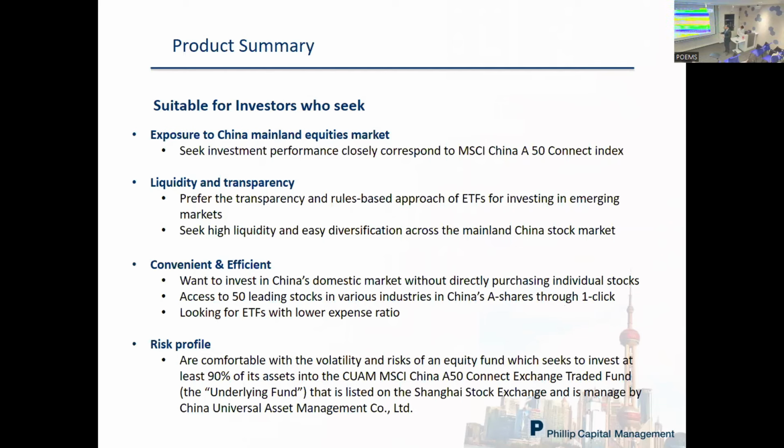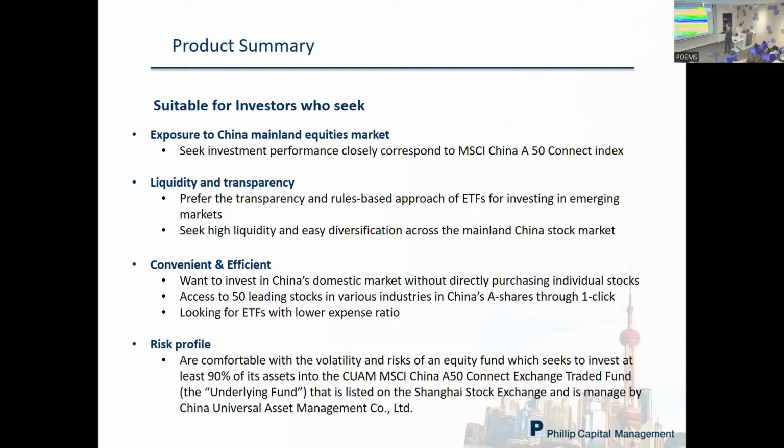Who is it suitable for? For those who want exposure to China's A shares market. I think it is probably still quite inconvenient for investors to buy into China's A shares now, right? So this, first of all, gives you a transparent and quick way, at just one click, to buy into China's A shares in a diversified manner, into the leading companies. So liquidity, right? With this ETF, you know what you're getting into, and it's rules-based. You'll be buying into 50 leading companies on the mainland China A shares.